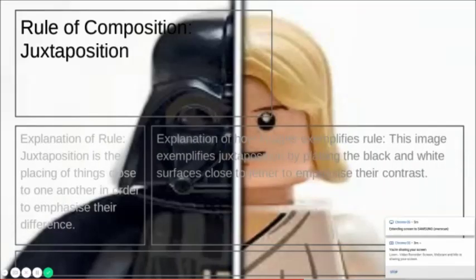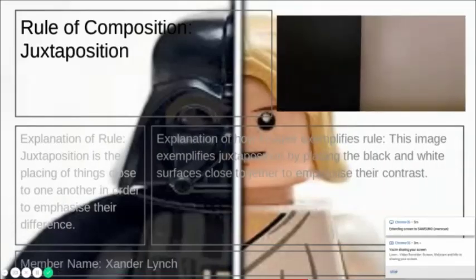Juxtaposition is the placing of things close to one another in order to emphasize their difference. This image exemplifies juxtaposition by placing the black and white surfaces close together to emphasize their contrast.